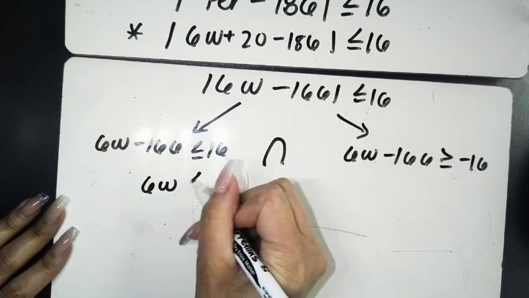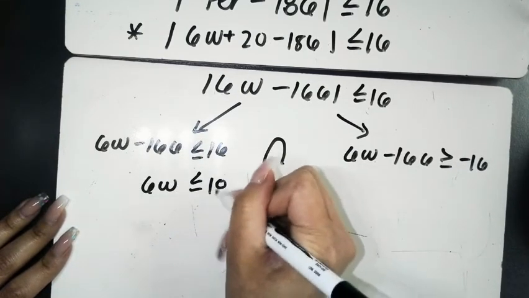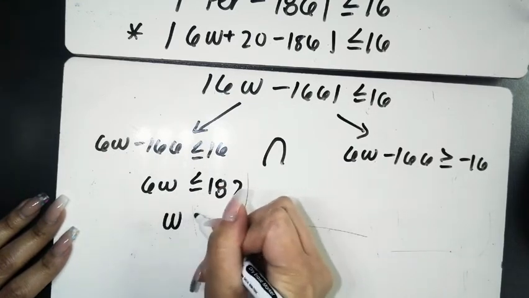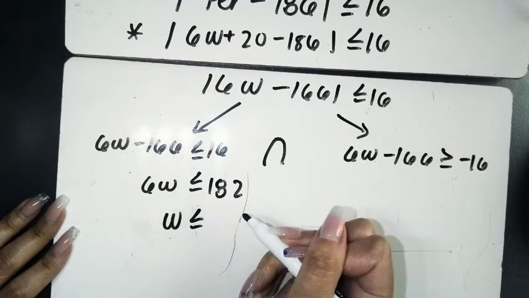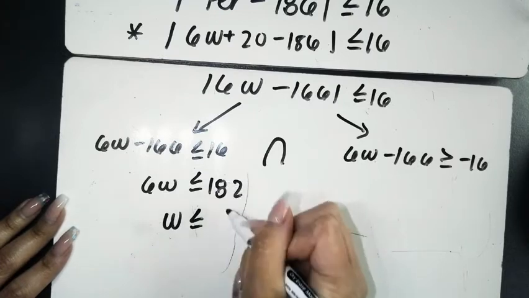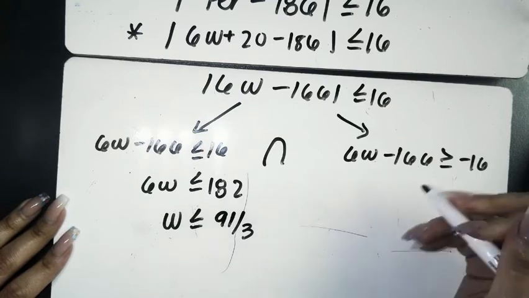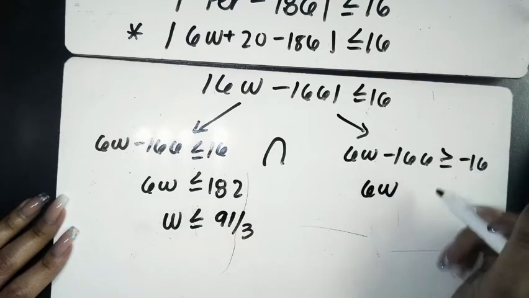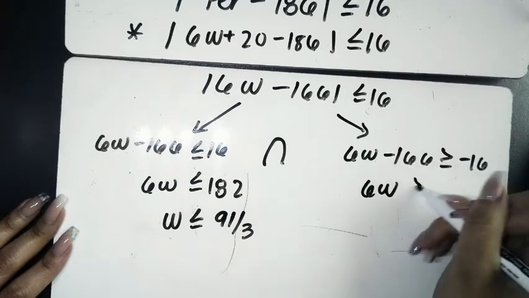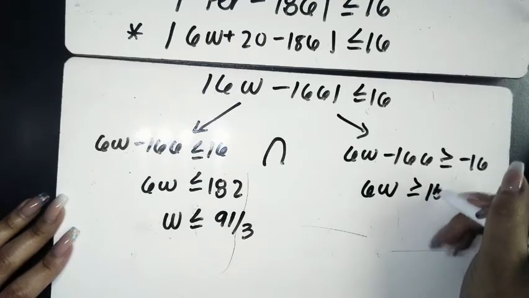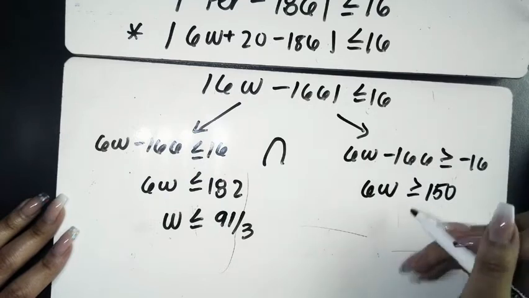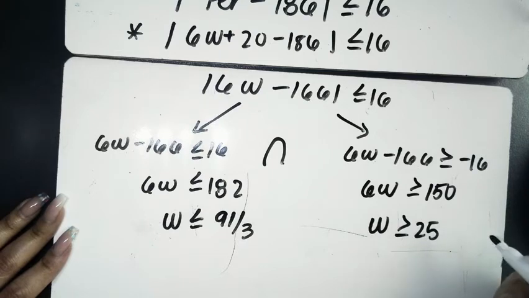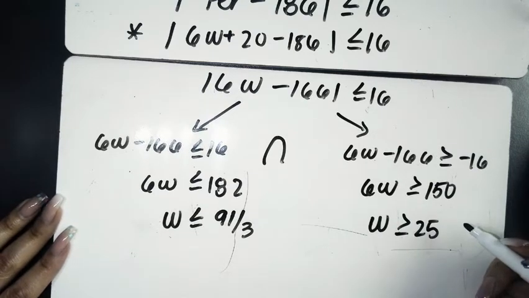So from here I would just solve. You have 6W is less than or equal to 182. After that you divide both sides by 6, and W is less than or equal to 182 over 6, which you can simplify as 91 divided by 3. On the other side you have a similar situation. You add 166 to the other side, and you would have 150, and then divide both sides by 6, so W is greater than or equal to 25.